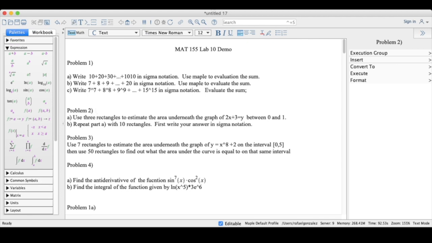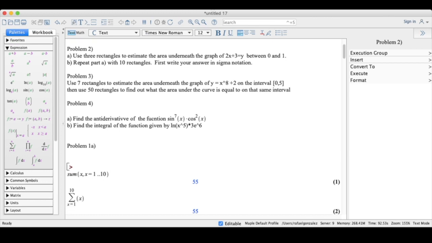Now for problem number 3, we have to use 7 rectangles to estimate the area underneath the graph of y equals x to the 8 plus 2 on the closed interval 0 to 5. So now notice that we have a closed interval. So we're going to work on the closed interval from 0 to 5.